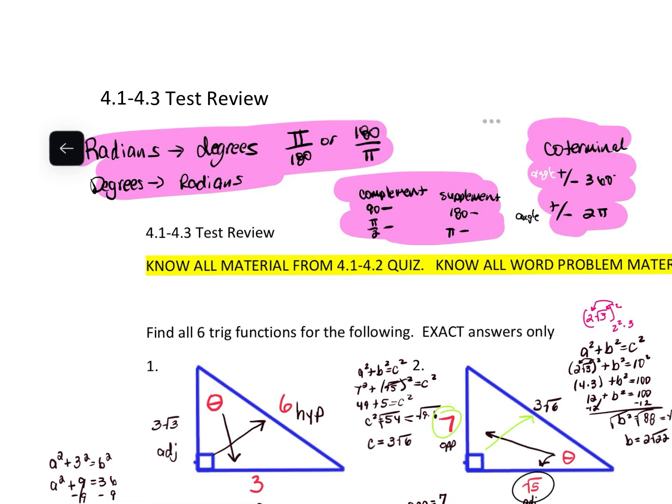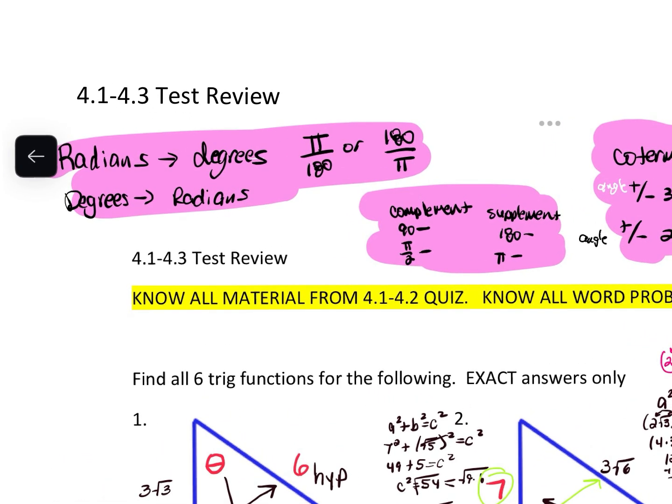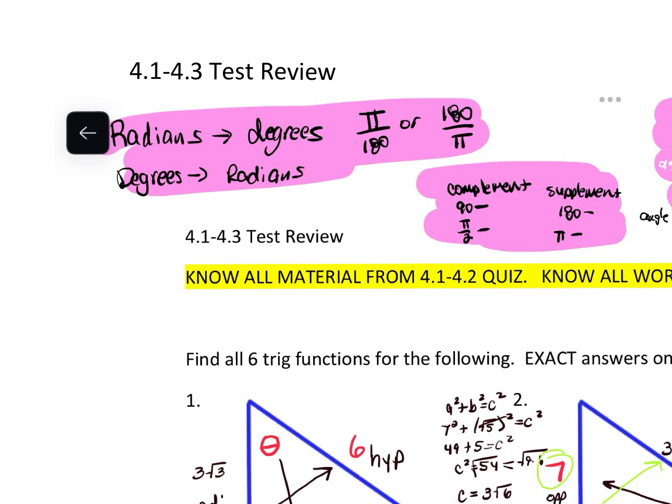If you don't know how to do that on your calculator, then you're going to have to do it in your head. But what you guys need to understand is to convert from radians to degrees or degrees to radians. You have to use pi over 180 or 180 over pi. That will definitely be on there. Guys, if your question starts off in radians, your answer should be in radians. Don't convert it and then not convert it back. You're going to get it wrong.